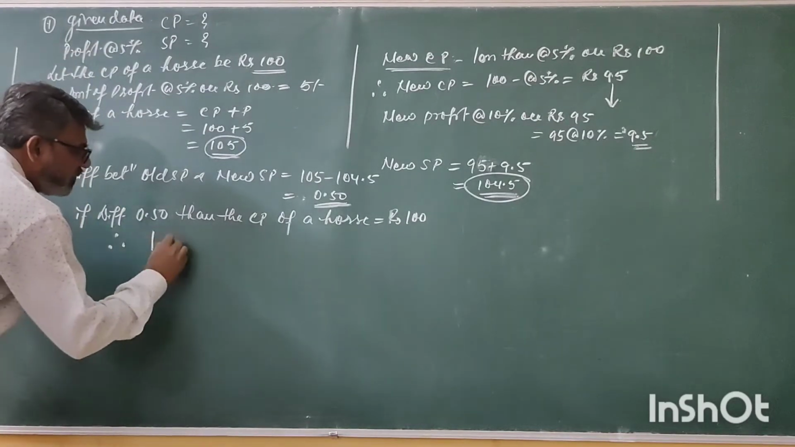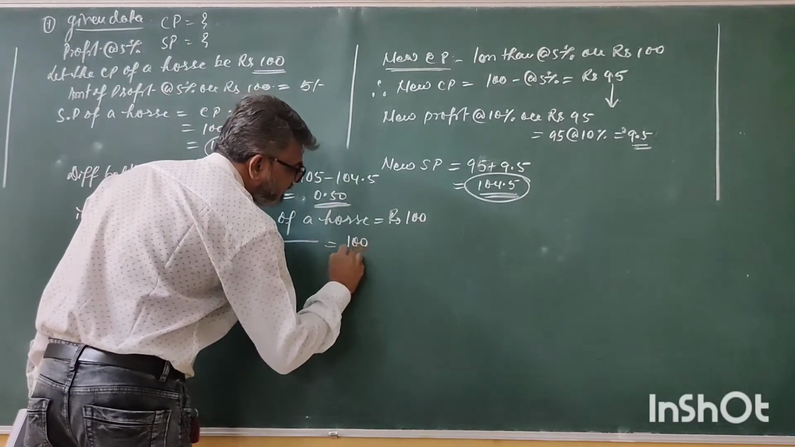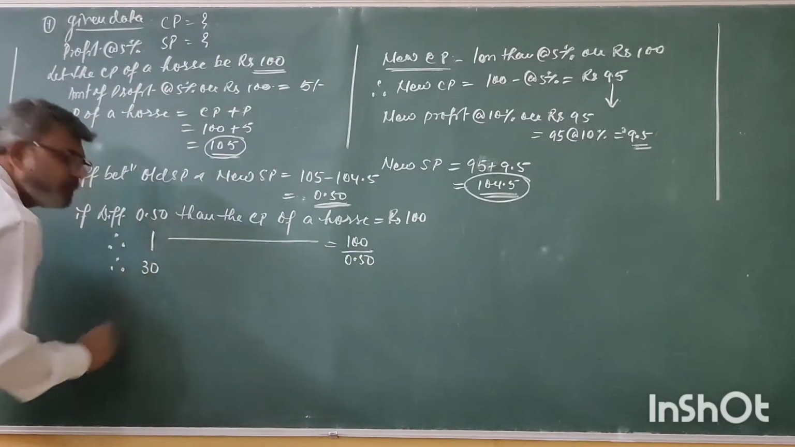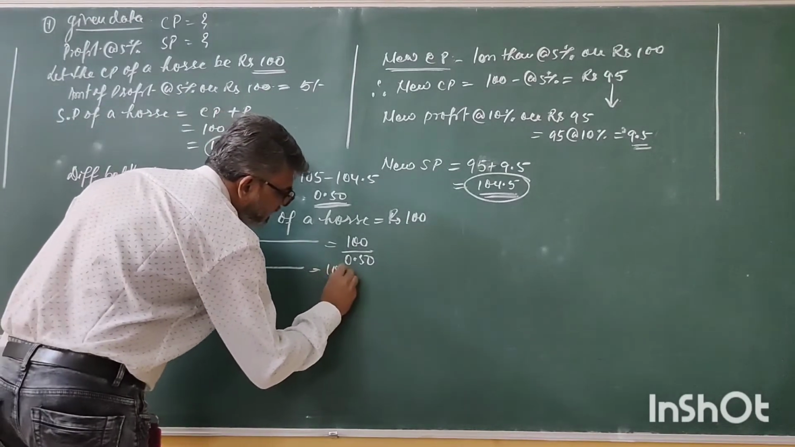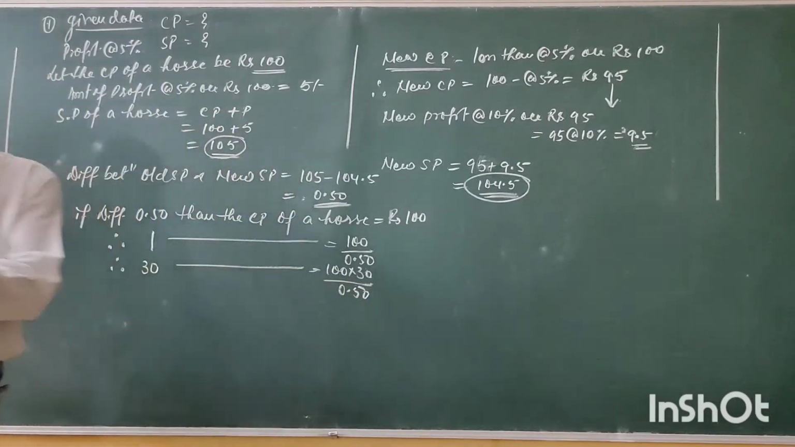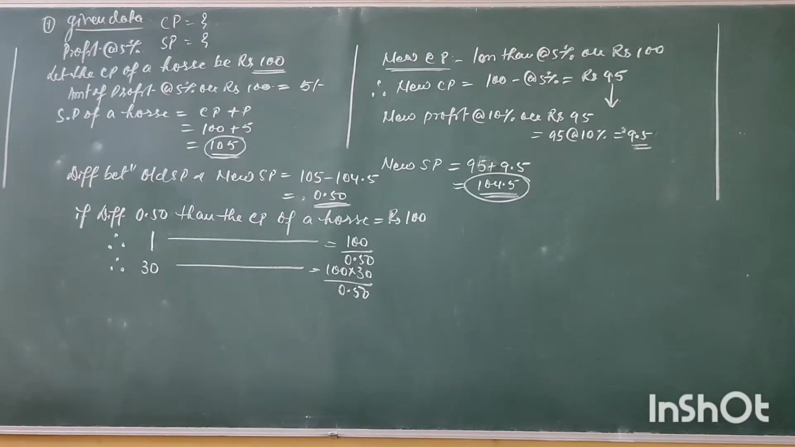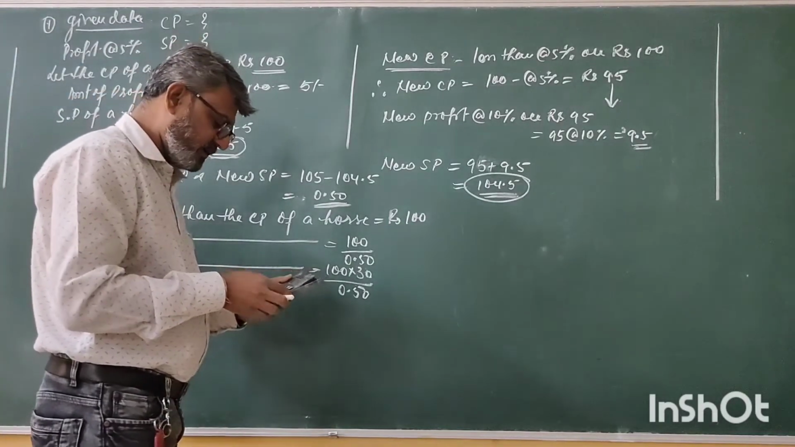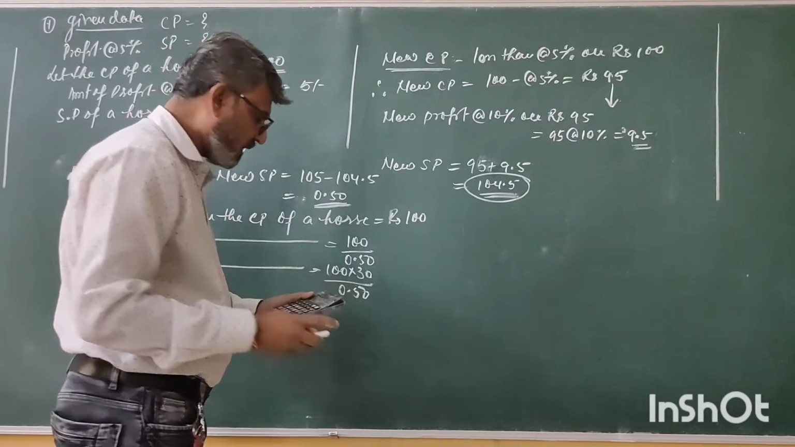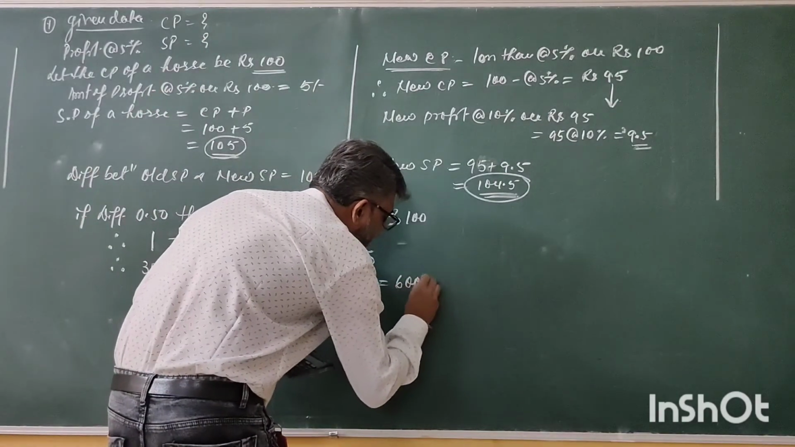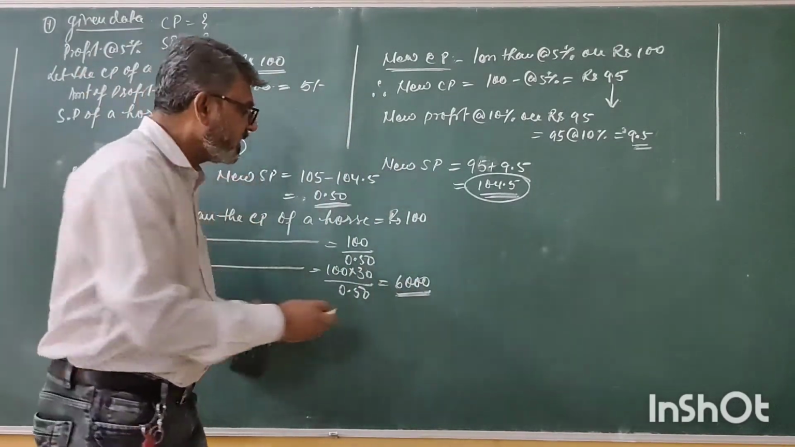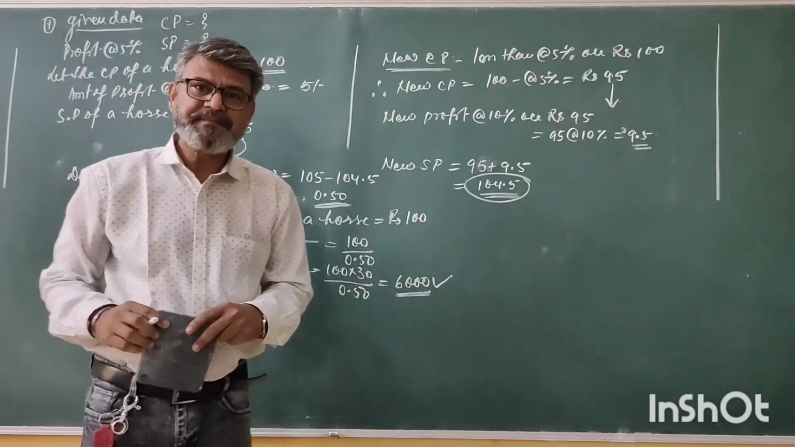Therefore, 1 is equal to 100 divided by 0.50. Now the difference amount is also there in your question, rupees 30. Therefore 100 into 30 divided by 0.50. Solve with calculator. 100 into 30 divided by 0.5 is equal to rupees 6,000. Therefore the cost price of the horse is rupees 6,000. Clear? This is the first question.